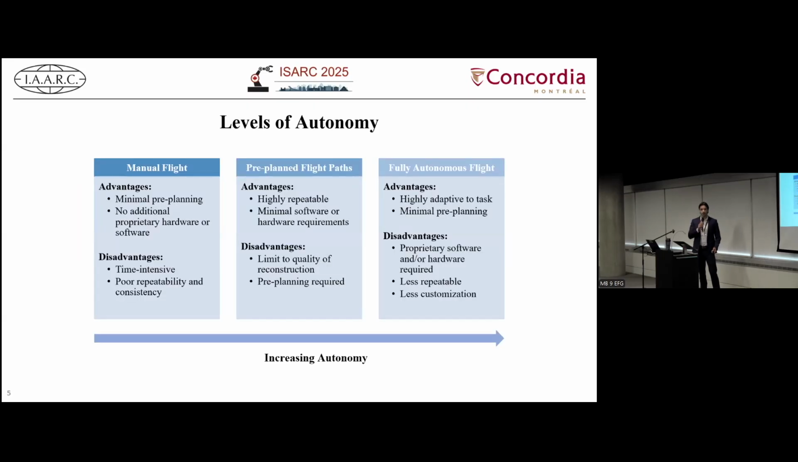Just to overview the different standards in the industry right now, there are 3 levels of autonomy. First, completely manual flight, where an inspector flies the drone completely manually, taking images wherever they think is necessary. This comes with some advantages: minimal pre-planning, and no additional proprietary hardware or software besides the actual drone itself. In terms of disadvantages, this can be time-consuming and requires an inspector to be manually flying the drone the entire time, and it has poor repeatability or consistency, just like a manual inspection.